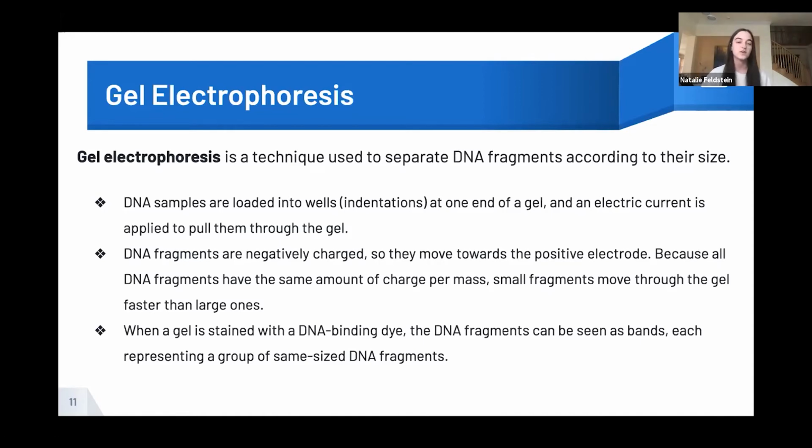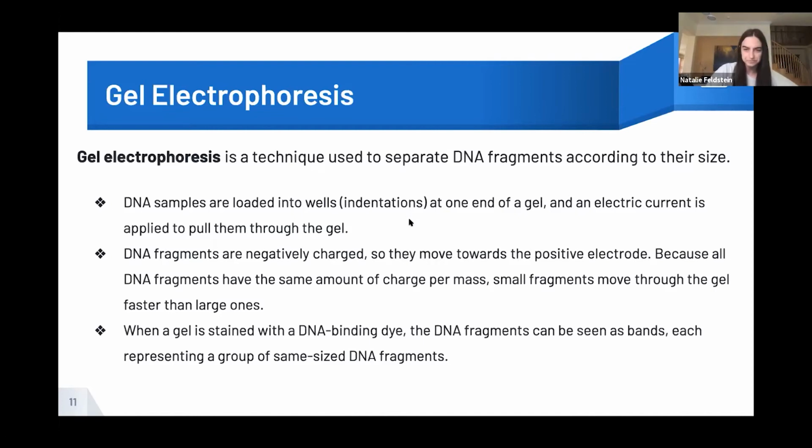In addition, because all DNA fragments have the same amount of charge per mass, small fragments move through the gel faster than large ones. And also, when a gel is stained with a DNA binding dye, the DNA fragments can be seen as bands, each representing a group of same-sized DNA fragments.